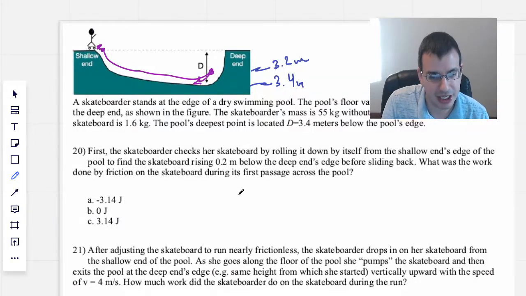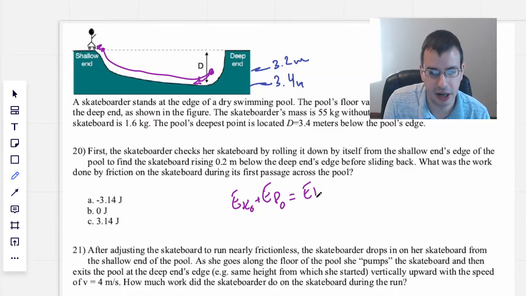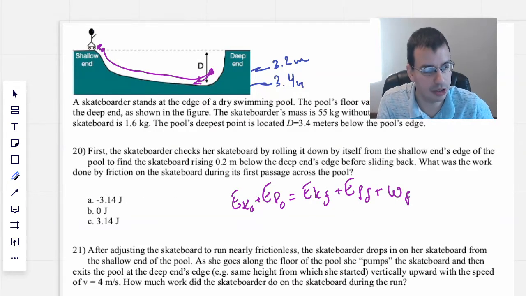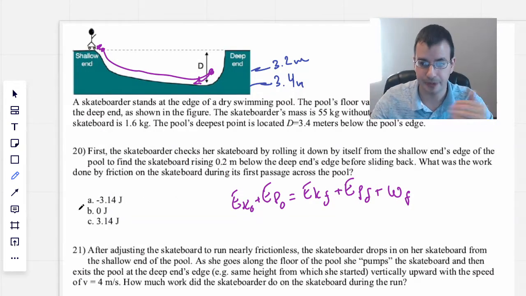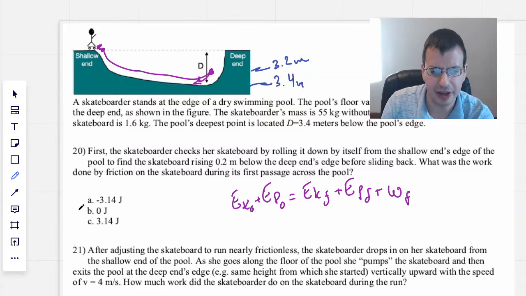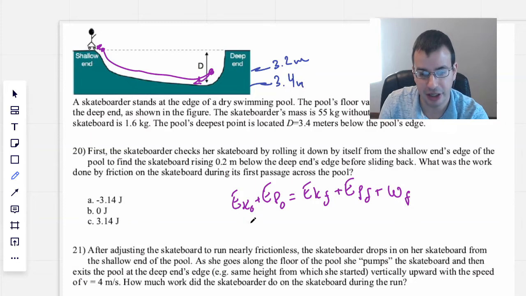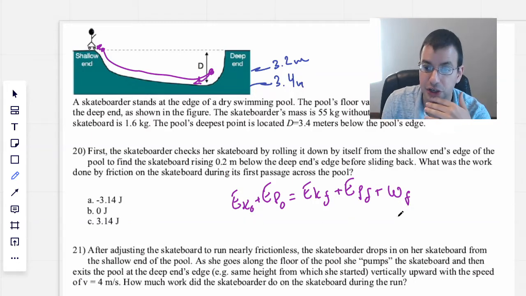And so what I'm going to say is energy kinetic initial plus energy potential initial equals energy kinetic final plus energy potential final. And then I'm going to add in what I'll call work due to friction. Normally you wouldn't have this extra work term because you have conservation of energy. But energy is always conserved, it's just not all accounted for in these terms because we have friction as well, which is kind of like an energy loss.